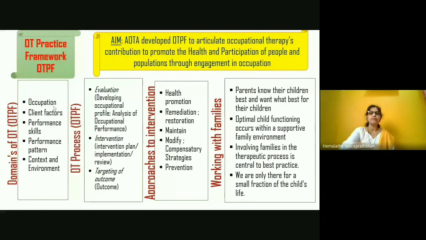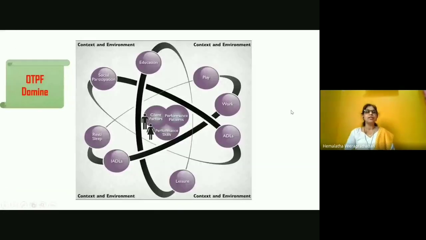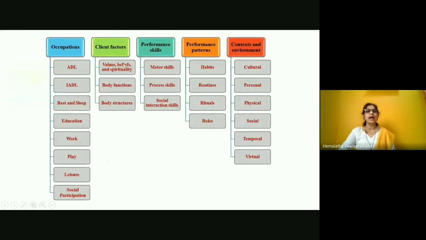We have 4 aspects: domains, process, approach, and interventions. If I want to talk about the domain, we all know that the occupations are the outer core and the inner core is the client factors. With the outer core, we understand where the child or the family is lagging, in which part of their occupations. Then which client factors are impacting their occupation, such as values, beliefs, and spirituality, and then client body functions and body structures will be assessed.